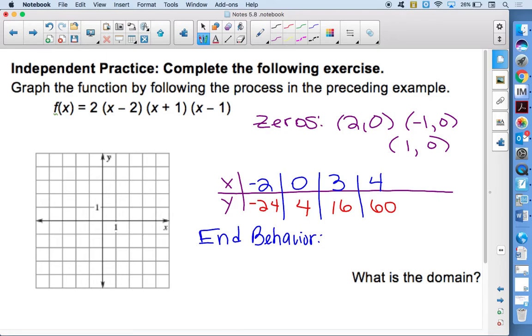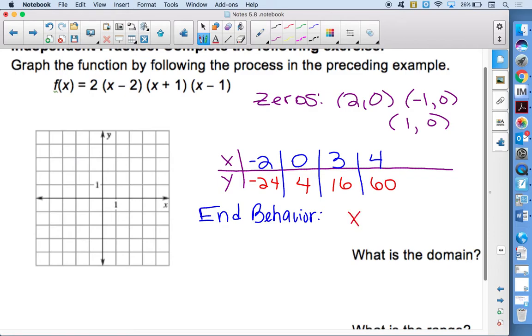Last thing we're going to think about is what the end behavior would be. So looking at the numbers up here, the x's. John, how many x's do we have in the problem? 3. So x cubed, and the number in front is a 2. So again, we're dealing with it being odd and positive. So John, the left side and the right side for the end behavior, the left goes down, and the right goes up.